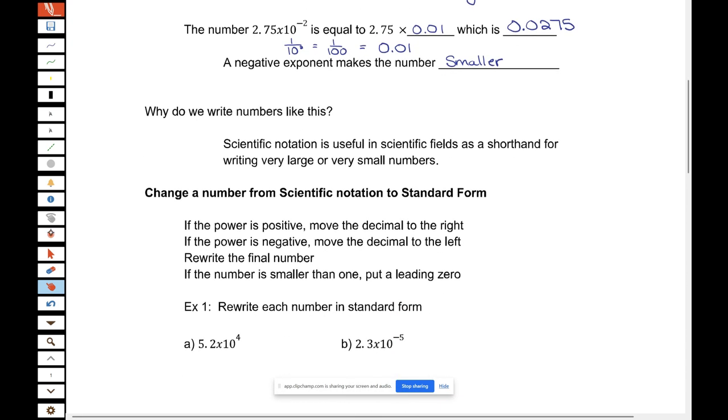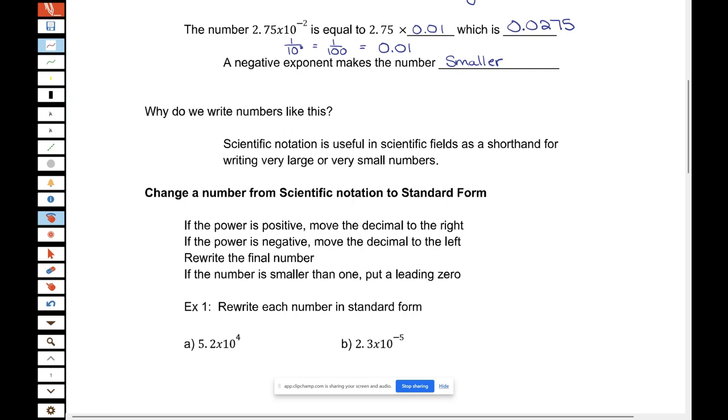Why do we write numbers like this? Scientific notation is used in scientific fields as a shorthand for writing very large or very small numbers. Very large, like the size of a galaxy or a solar system, or the number of cells in the human body. Very small numbers would be like the size of a cell or the size of an atom, with a lot of decimal places that are cumbersome to write down.